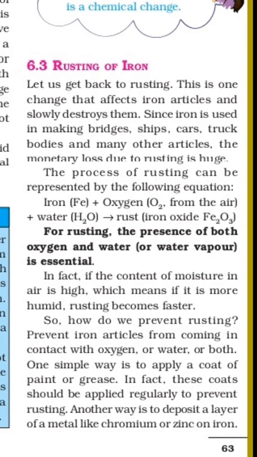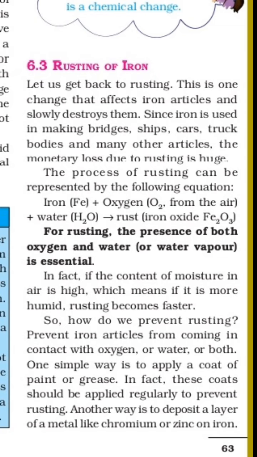The process of rusting can be represented by the following equation. First one, iron. Iron, when it comes in contact with oxygen which is present in the air and water, H2O, gets rusted, and the rust is a new substance, iron oxide, Fe2O3. For rusting, the presence of both oxygen and water is essential.